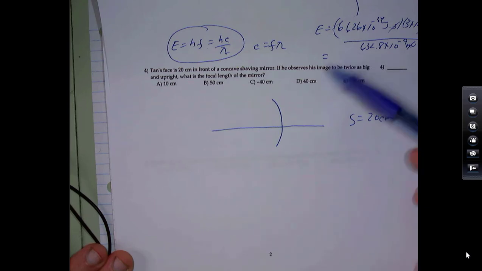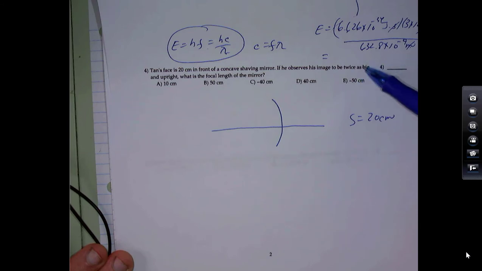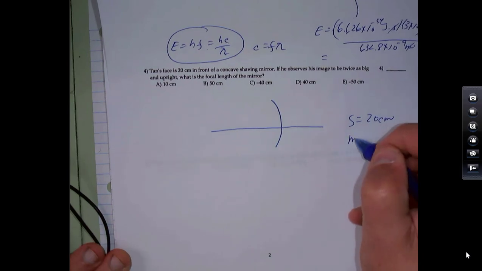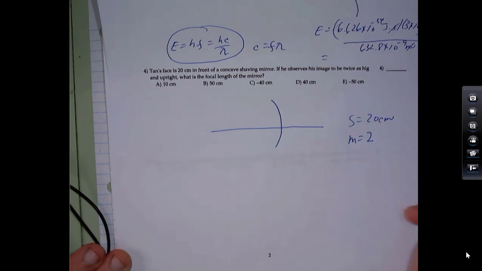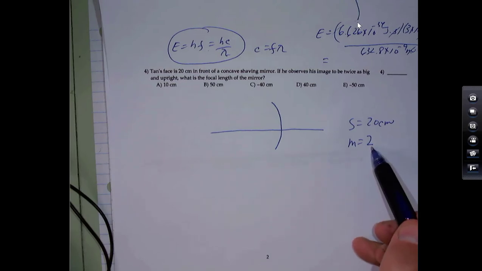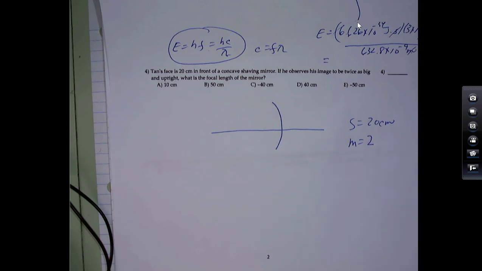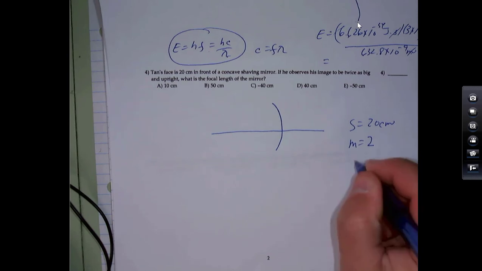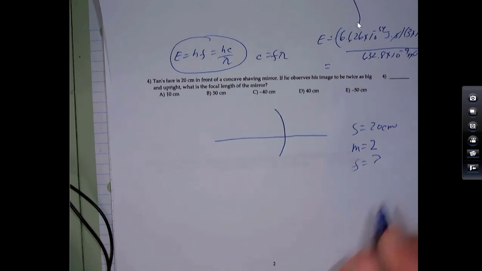If he observes his image to be twice as big and upright, okay, so twice as big and upright. They're telling us the magnification. The magnification is 2. Twice as big means it's 2. And again, it's positive, so it's an upright image. So upright and virtual always go together. It doesn't ask us that, but the fact that it's upright means it's virtual. Okay, and what we're trying to figure out is the focal length. Focal length is equal to question mark.